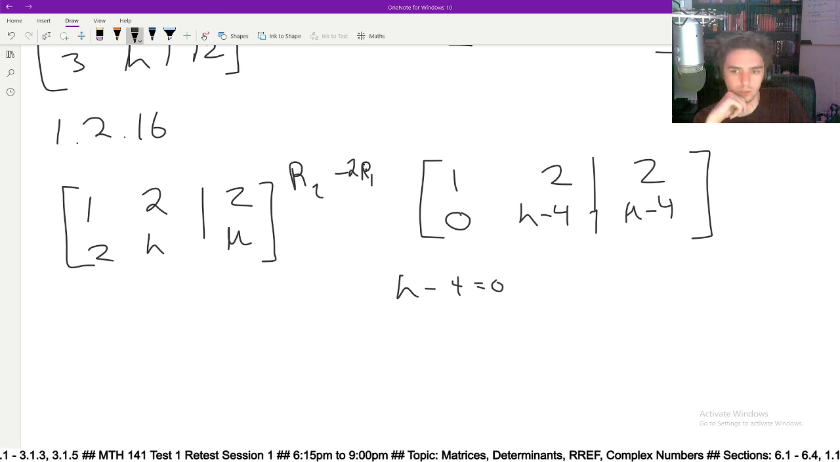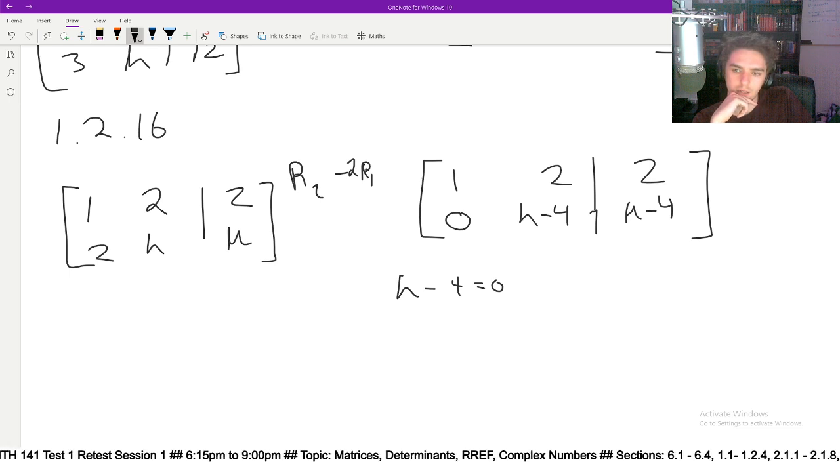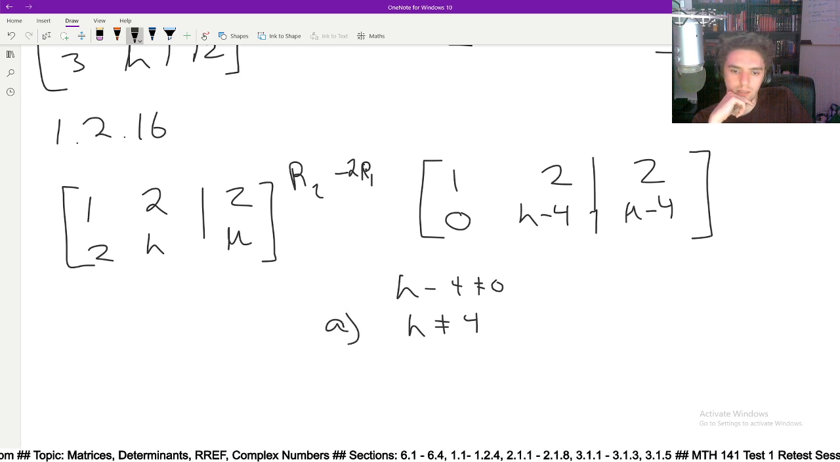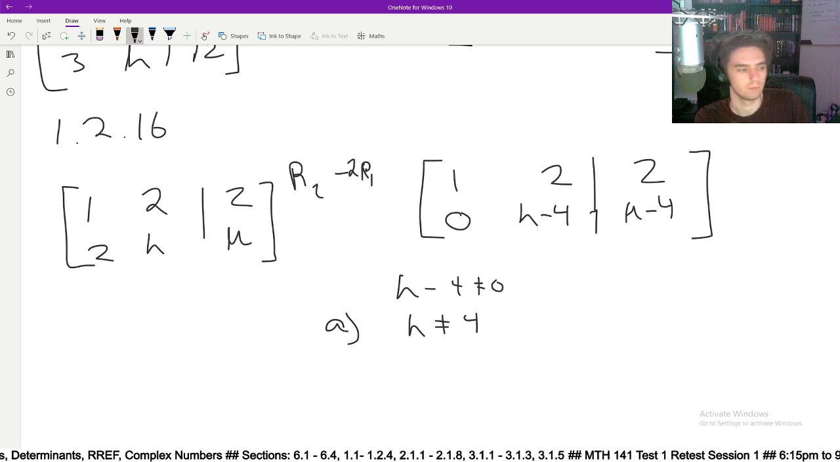Let's do it part by part. Part A is one solution. It'll have one solution so long as this does not equal 0. So h does not equal 4. Then it'll have one solution if h is not 4, because then this will be a number.